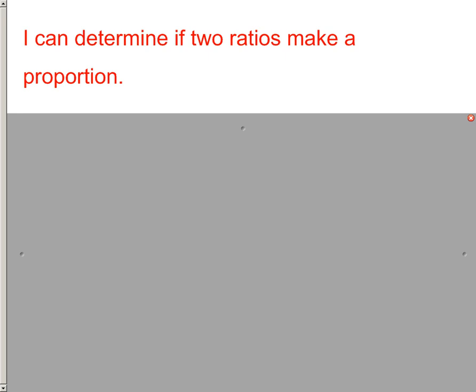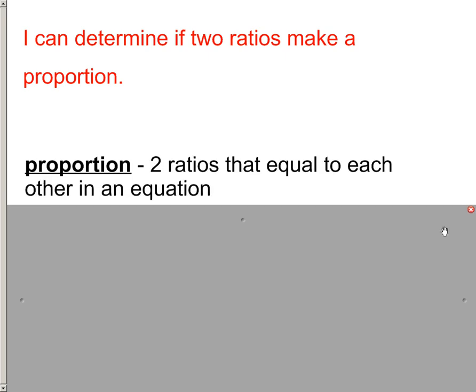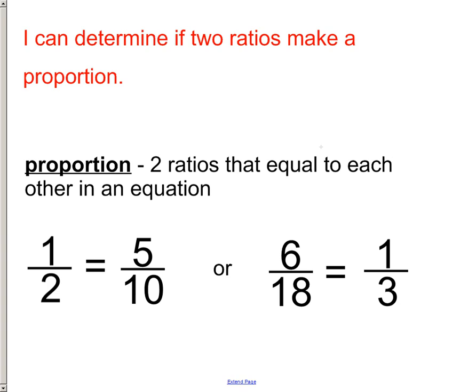With this lesson, we're going to build on the idea of what rates and ratios are, and we have to talk about a very special relationship called proportions. You've probably dealt with it before, but a proportion is just where two ratios equal each other, okay? So 1/2 equals 5/10. You should be familiar with that. And also 6/18 would be the same as 1/3.